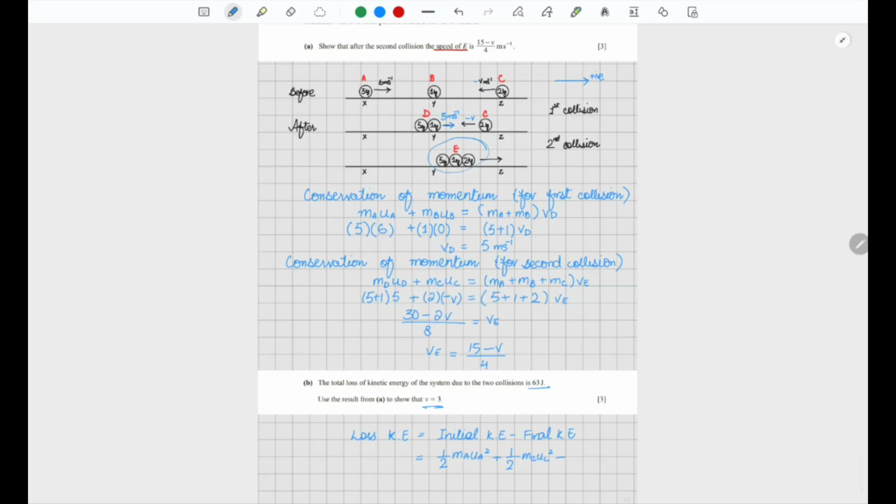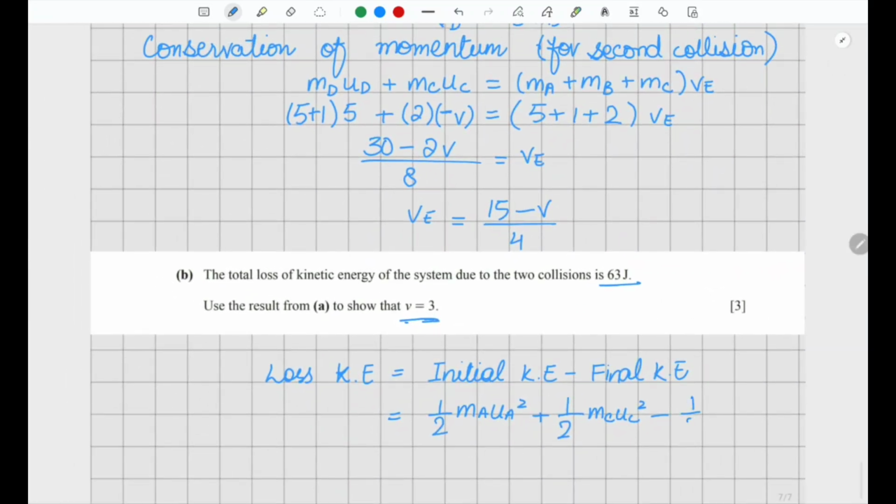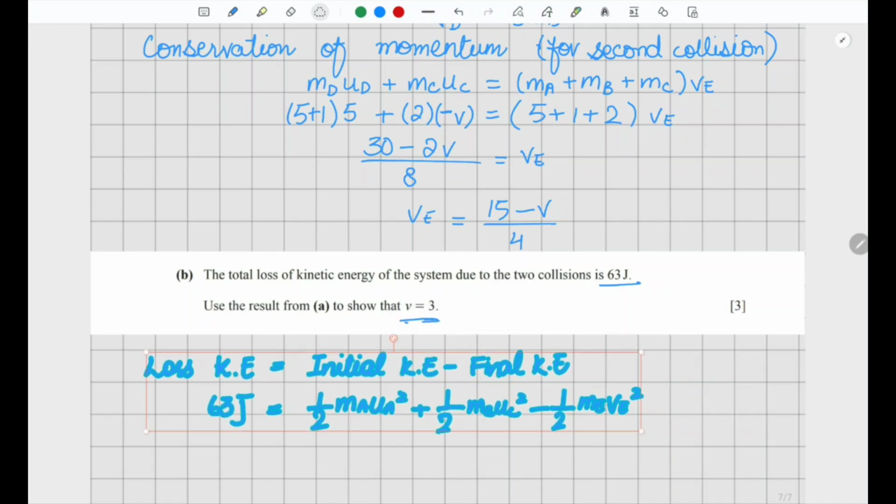Final kinetic energy is the kinetic energy of this particle E. Okay, so half m of E and v of E square. Okay, this will be your loss. And what is your loss? Loss is equals to 63 joules. Okay, so let's solve it out, put in the values and solve it out.